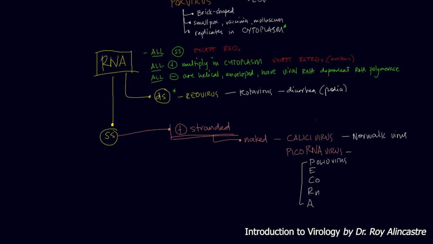P is poliovirus. It's an acute infectious disease that affects the CNS. It causes destruction of the motor neurons in the spinal cord and results in flaccid paralysis. And then E, echoviruses, which cause aseptic meningitis, encephalitis, and febrile illnesses. And then you have Coxsackie virus, which causes hand, foot, and mouth disease. And then you have the RN, which stands for rhinovirus, which is the cause of common colds.